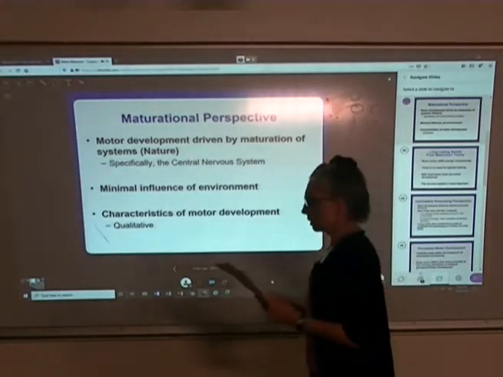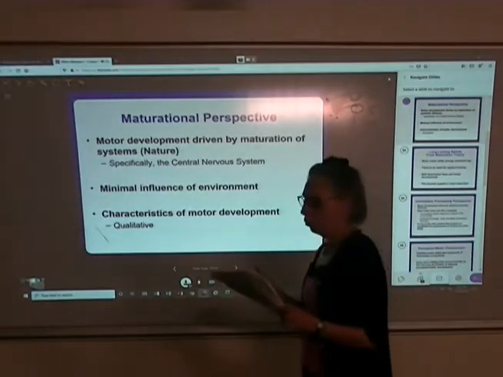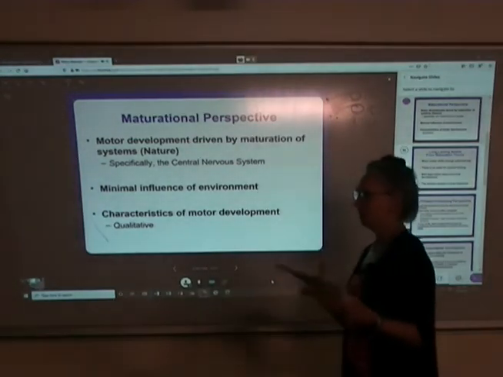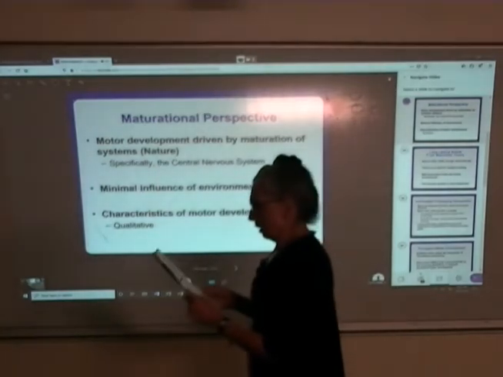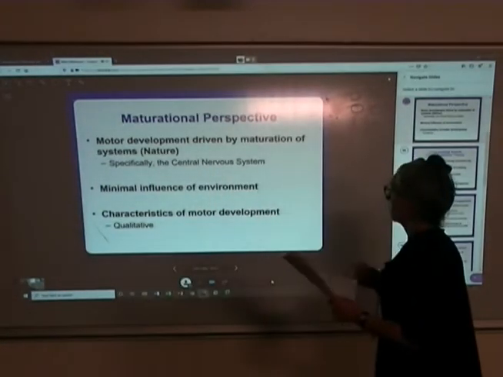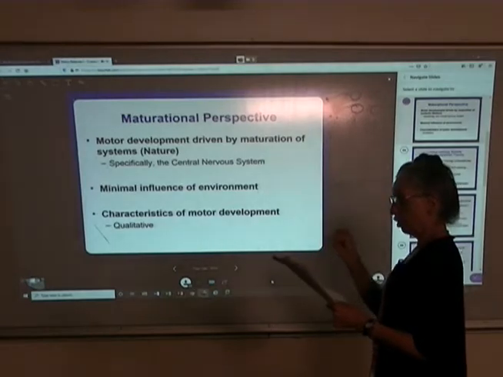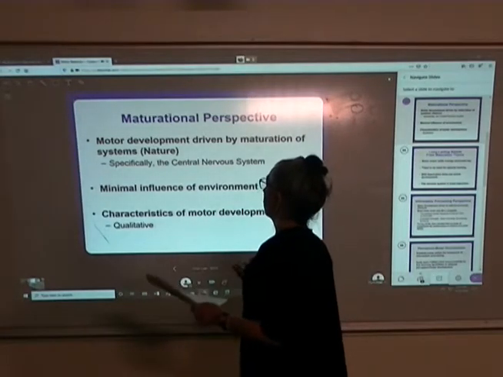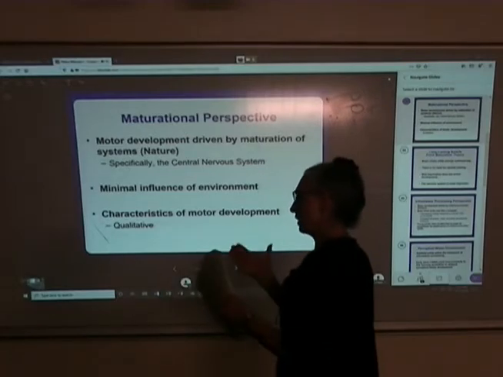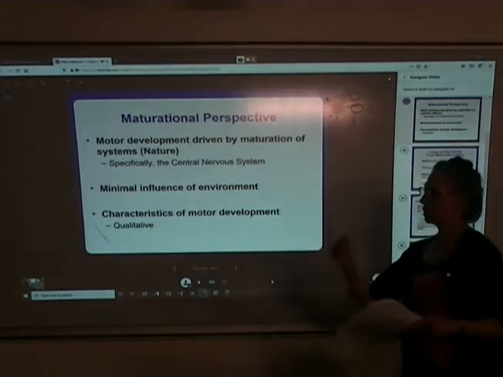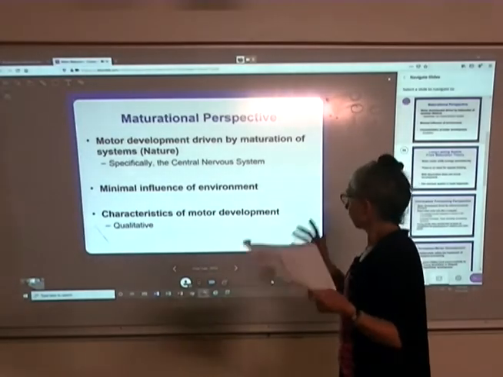Okay? So the only kind of impact they thought that the environment had was that it could speed up or slow down motor development, but it can't change the course of motor development. Okay? So they were looking at the qualitative changes that they saw occur. All right? And they thought that we had a sequence of development. So they had the same idea of the sequence, but that the sequence was invariable and it was genetically determined, right?